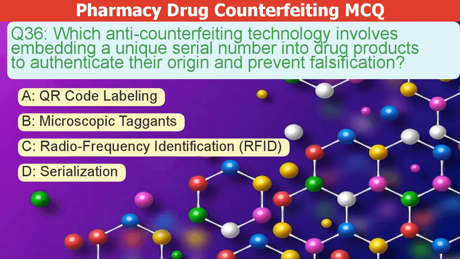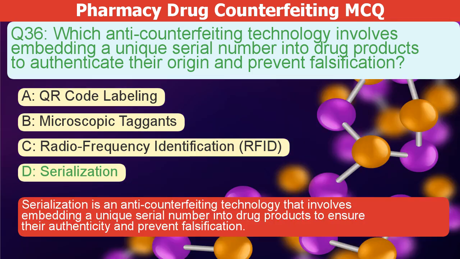Which anti-counterfeiting technology uses a unique serial number embedded in drug products to verify their origin and stop counterfeits? A. QR code labeling. B. Microscopic taggants. C. Radio frequency identification, or RFID. D. Serialization. The correct answer is D. Serialization is an anti-counterfeiting technology. It embeds a unique serial number into drug products. This ensures authenticity and prevents falsification.